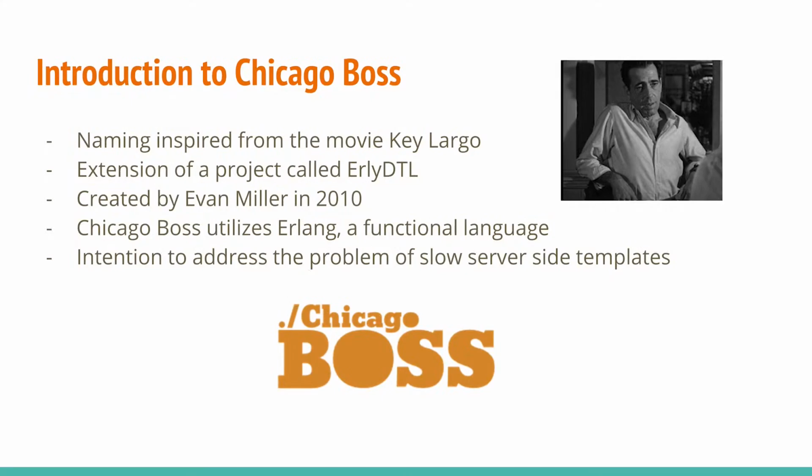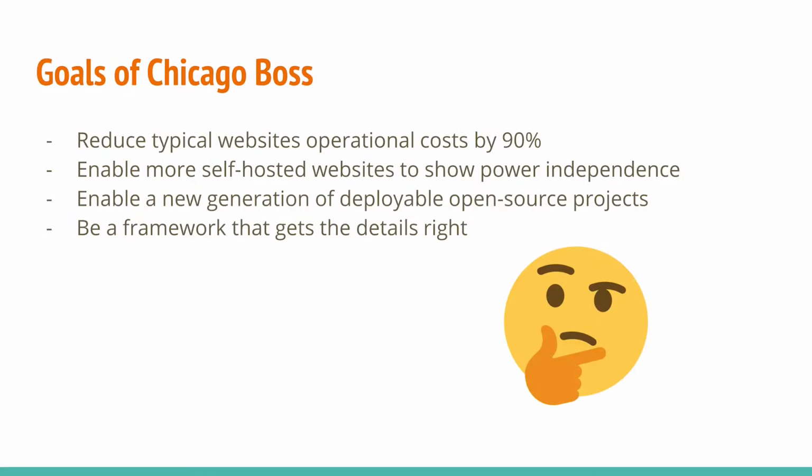And Chicago Boss utilizes Erlang, a functional programming language, with the intention to address the problem of slow server-side templates. So what are the goals of Chicago Boss? Simple. To reduce the typical website's operational costs by 90%, enable more self-hosted websites to show power independence, and enable a new generation of deployable open source projects. And to simply be a framework that gets the details right.